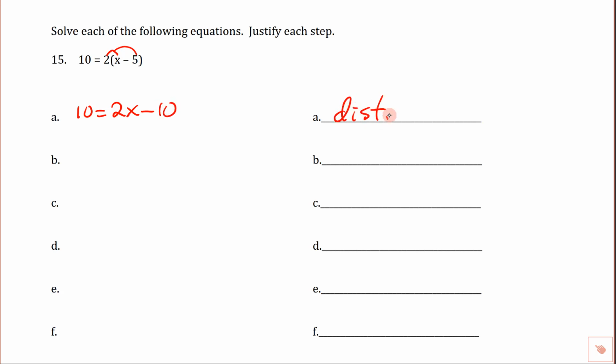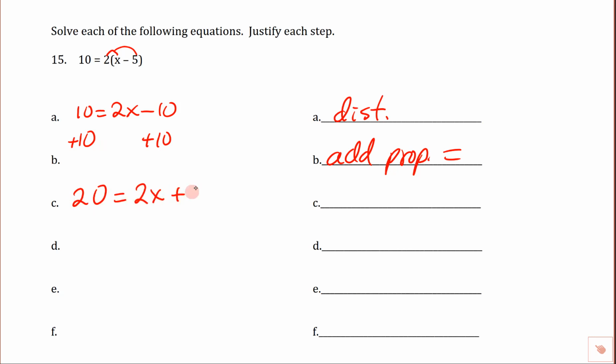On the next one, we'd go ahead and solve this by adding 10. So I'm just going to write plus 10 here, and I'm going to write plus 10 here. So we're going to write the addition property of equality. This is going to give us 20 on this side, and on this side we're going to have 2x, and we're going to kind of belabor the point here. These are inverses. We do want to show that we know all those properties.